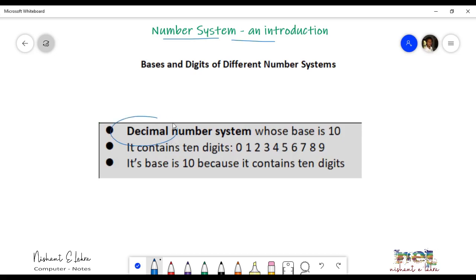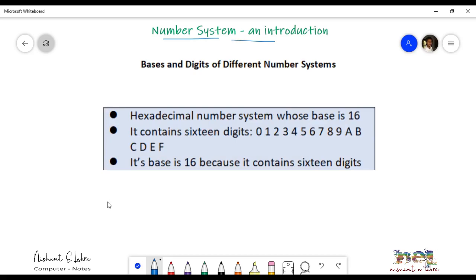The third type of number system we're seeing is decimal number system. Decimal number system's base is 10. Okay, and it contains 10 digits, 0, 1, 2, 3, 4, 5, 6, 7, 8 and 9. 10 digits in total. And its base is 10 because it contains 10 digits. The total numbers, right? That's the base. So because it contains 10 digits, that's why its base is 10. And deci itself means 10.